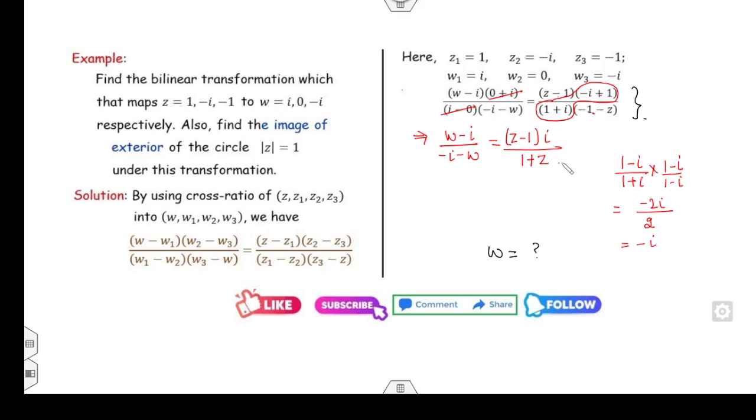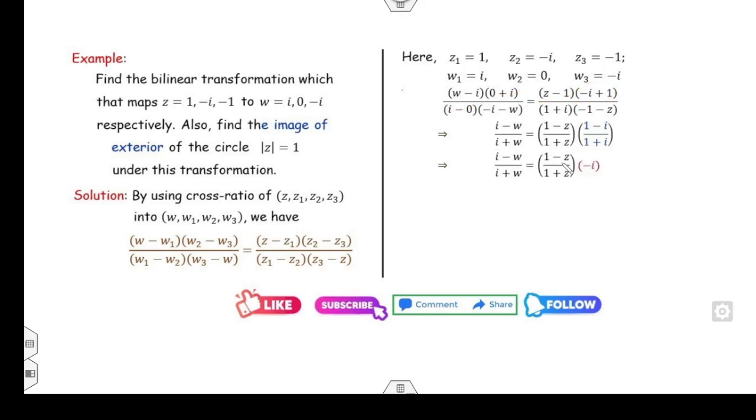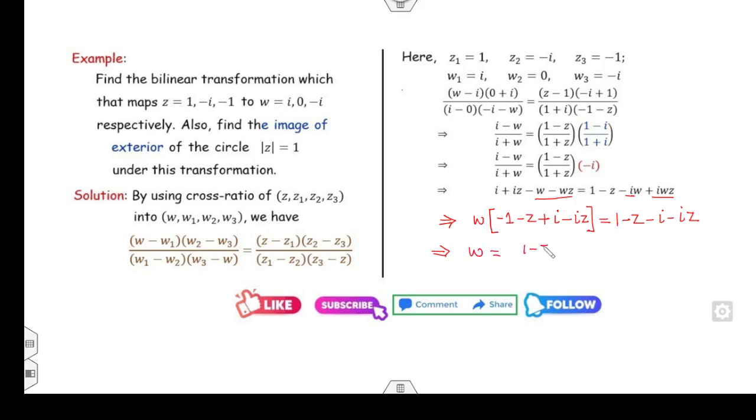Is it okay? Now you can cross multiply this. The rest of the expressions are simple. You can cross multiply them and you can expand. Can you find the value of w? So w is minus 1 minus z. This number I can put on the left hand side as plus iota. I can put z with w on the left hand side, and the rest of the expression I can move to the right hand side. So minus iota z. So what is w? I can take it as 1 minus z.